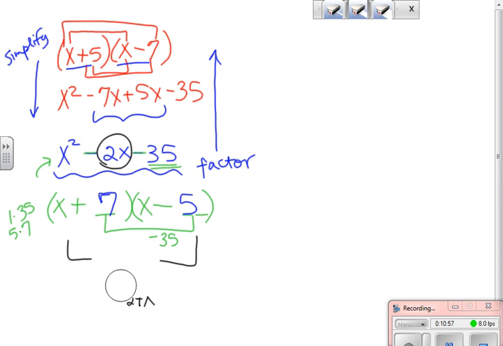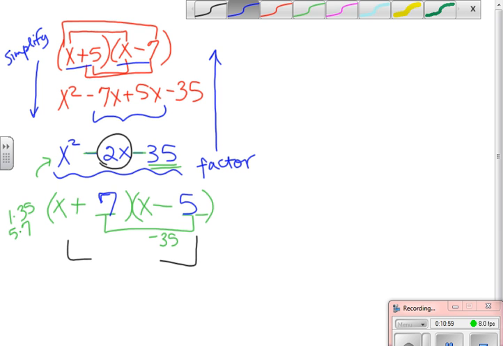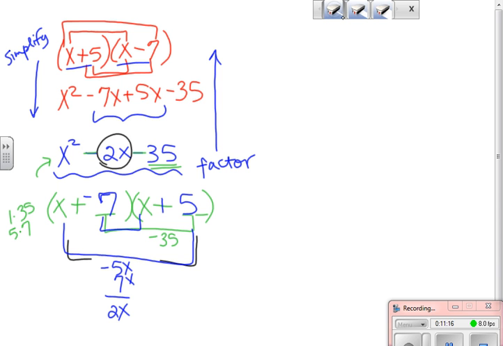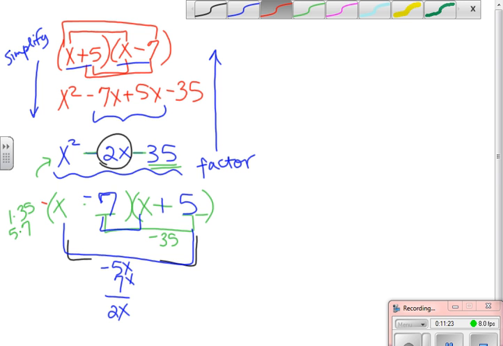And when I check my outside and my inside terms then, my outside two terms are negative 5x. My inside two terms are positive 7x, which is a positive 2x, which is close. So all I have to do at that point is switch my signs. And then I have what I need. And if you notice, I basically ended back up where I started, which is the whole point.